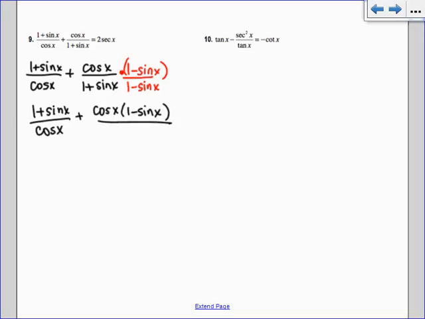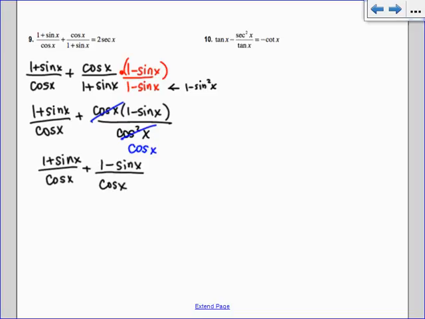So I have 1 minus sine squared x. So if you notice, 1 minus sine squared x is cosine squared x. So this is what I was talking about. The cosine of x and the cosine squared will reduce down to just 1 cosine of x. We like it when there's just one term on the bottom. So now I have 1 plus sine of x over cosine of x plus 1 minus sine of x over cosine of x. So we get 2 over cosine of x when you combine them, which is 2 secant x. So we're good.